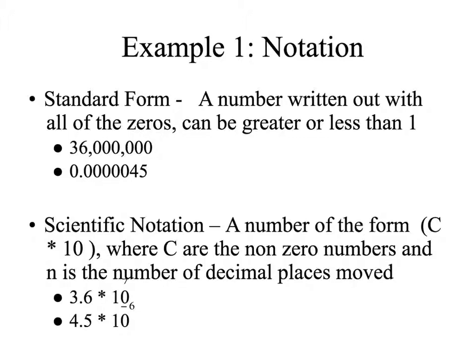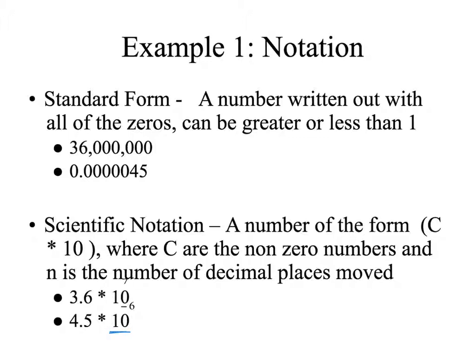So the notation, how these things are written. Standard form is one form of notation. It's what you're used to. A number written with all the zeros. 36 million or 0.0000045. We write all those zeros out. Scientific notation, on the other hand, condenses it and gets rid of those zeros. And in order to get rid of the zeros, it uses the 10.